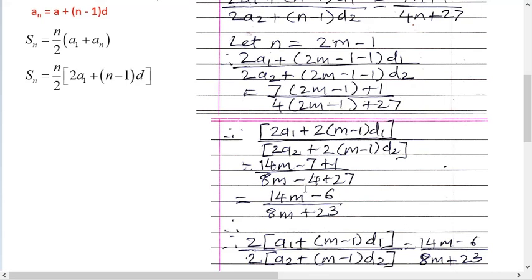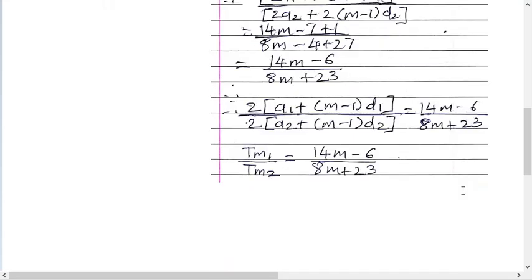So the RHS is now constant, keep it as it is. And now focus on the left hand side. So take 2 common now. 2 into (a1 + (m - 1) d1) upon (a2 + (m - 1) d2), right? And the RHS as it is, (14m - 6) upon (8m + 23). Okay, 2 is gone. But what is this? a1 + (m - 1) d1, that is tm1. And what is the lower denominator? tm2. Therefore tm1 upon tm2 equals (14m - 6) upon (8m + 23).